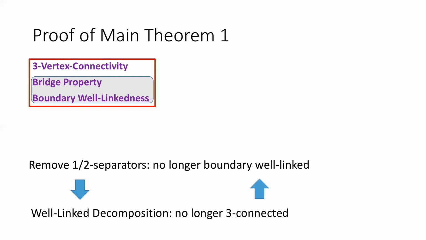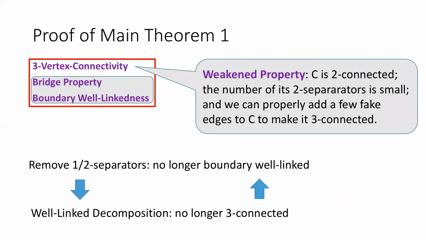So what we do is, again, we replace this 3 vertex connectivity property by a weaker property that requires that C is only 2 edge connected, and the number of its 2 separators is small. And we can properly add a few fake edges to C and make it 3 connected. I will not go into the details here since they are quite technical and tedious.